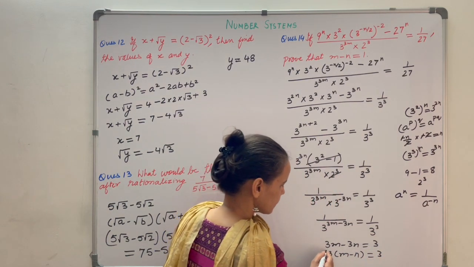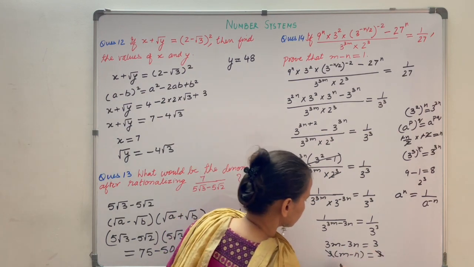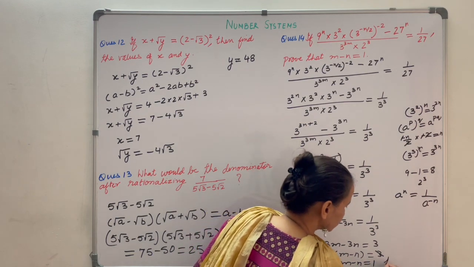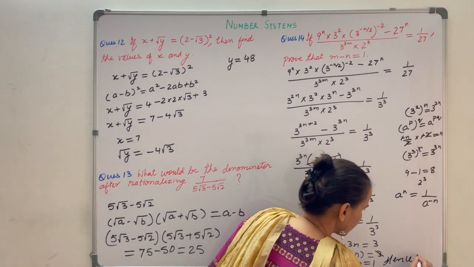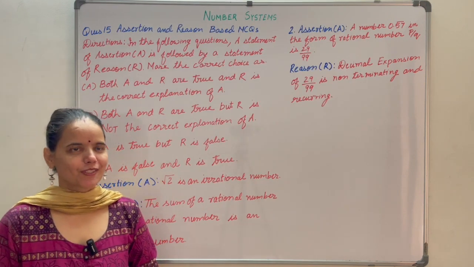So you can cancel this 3 and this 3. So what will you have here? 1. So what will you get? m minus n is equal to 1. So that is what is required. So hence proved. Let us now do question number 15.